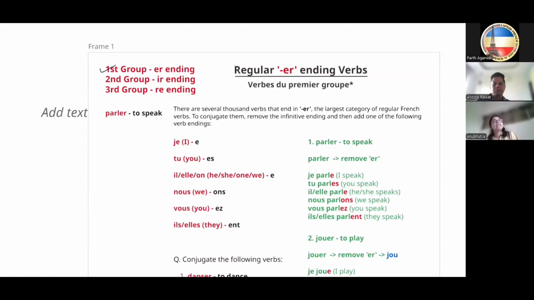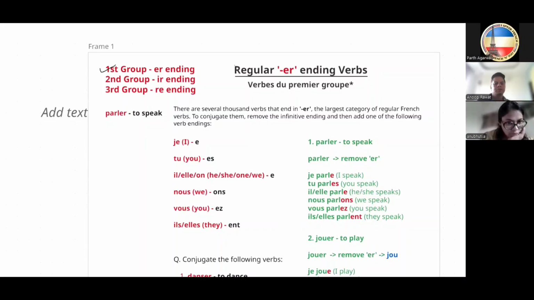Être. What is the ending for être verb? RE. RE, exactement, right? What about avoir? Avoir is ending with IR. So whatever verb you will see in French, it will always end either in ER, either in IR, or either in RE. Okay.